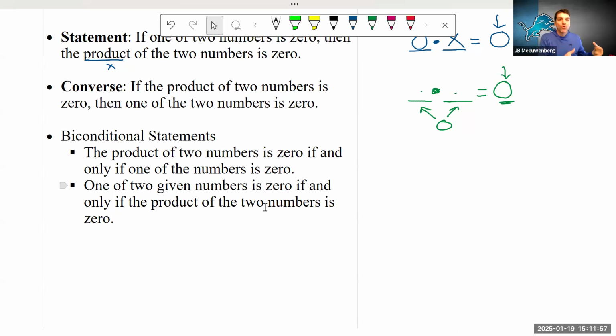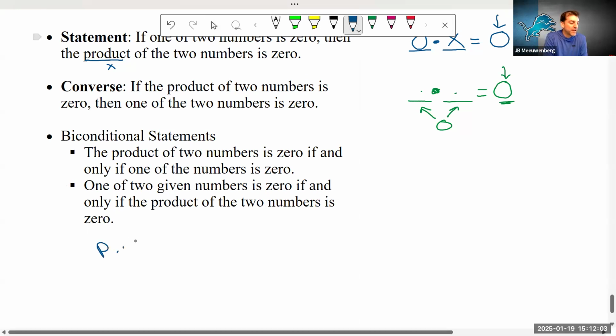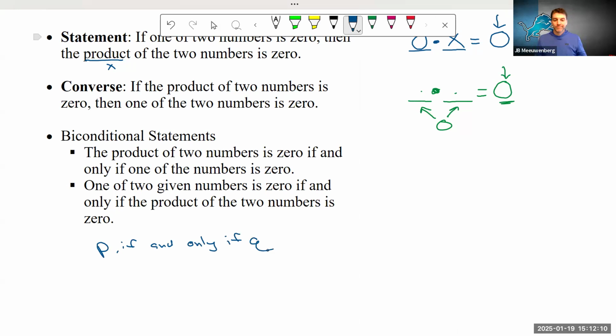P, if and only if Q. That's another way to state a biconditional statement. P, if and only if Q. So that is the idea of a biconditional statement. And that is it for this video.